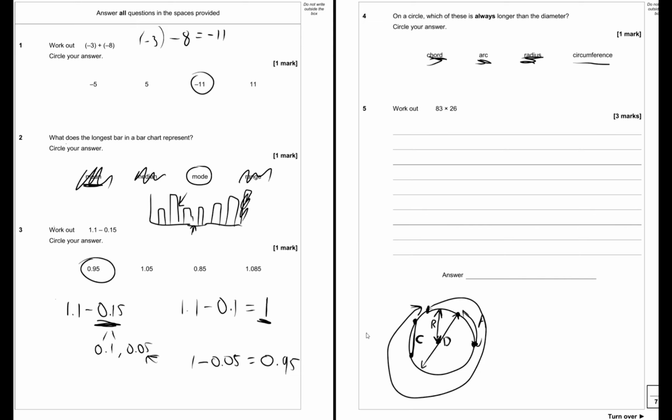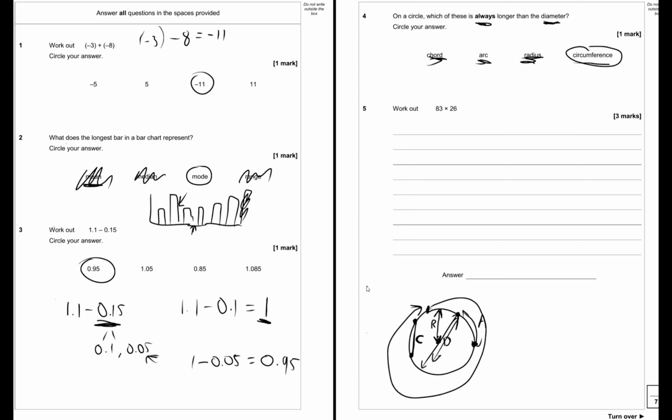So let's see. The question says, on a circle, which of these is always longer than the diameter? So the diameter is this one. So which one of these is always longer? So which one is longer than the diameter? So it's going to be the one where you go all the way around the circle. So it's going to be the circumference.